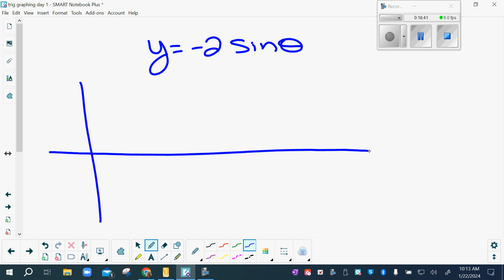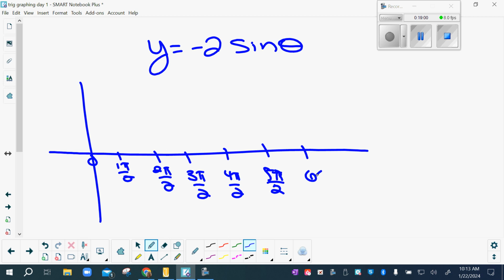So here we go. We start with our little pi's: 0, 1 pi over 2, 3 pi over 2, 4 pi over 2, 5 pi over 2. You're going to get so used to doing these that it's going to be super fast. It's always the same set of numbers. We'll just change the number and keep the shape the same.